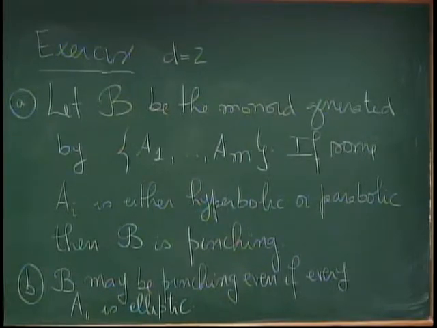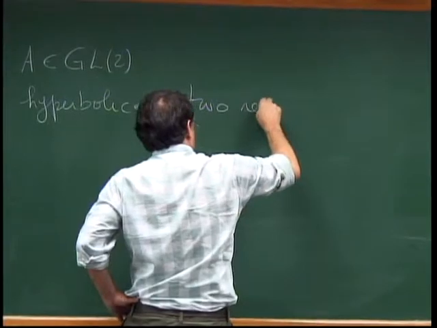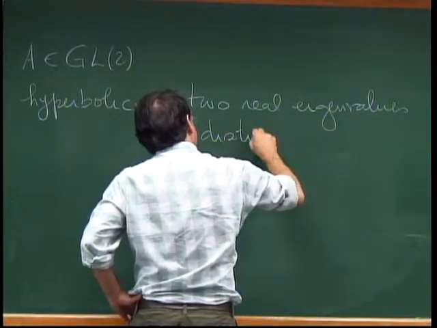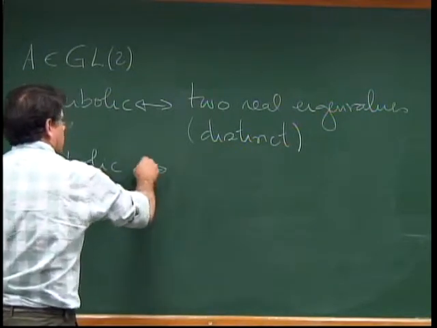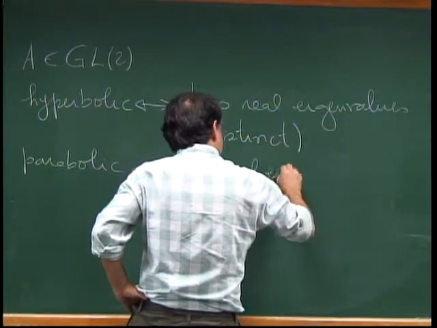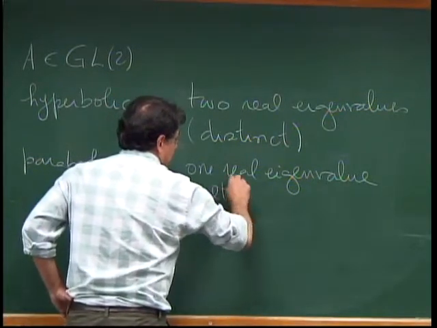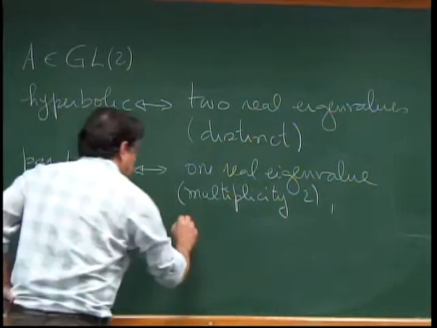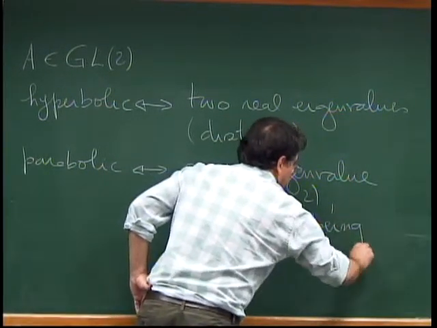Maybe I should tell you exactly what I mean by parabolic. If you have an invertible matrix in dimension 2, hyperbolic means two real distinct eigenvalues. Parabolic means one real eigenvalue with multiplicity 2, the eigenspace being one-dimensional.